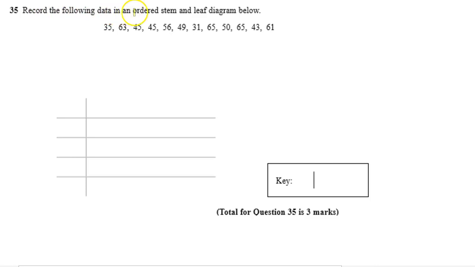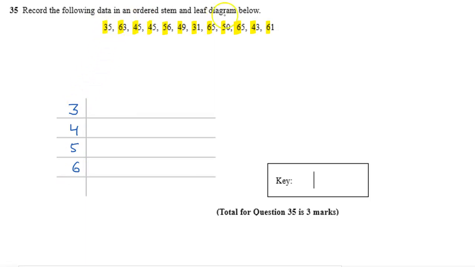Record the following data in an ordered stem and leaf diagram. In a stem and leaf diagram, the unit numbers are written here and the tens are written here. So let's see which numbers are tens. We have 3, 6, 4, 4, 5, 4, 3, 6, 5, 6, 4, 6. We don't have 2, we have 3. So we write 3 here, then 4 here, then 5 here, and 6 here. So this is the stem and the leaf.